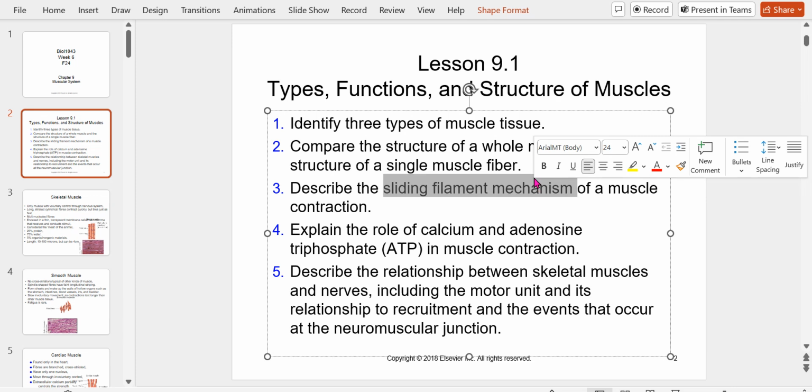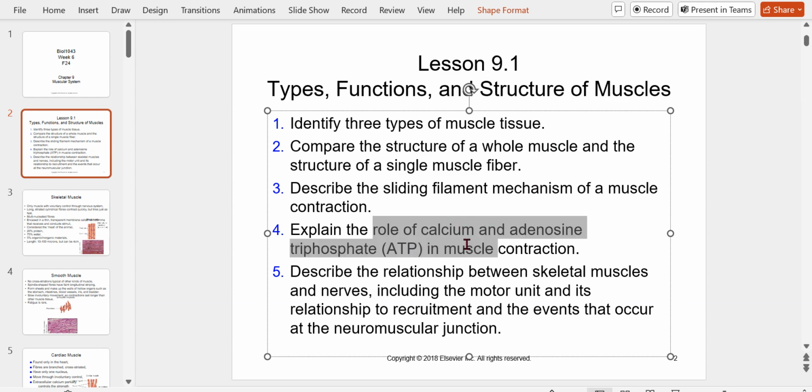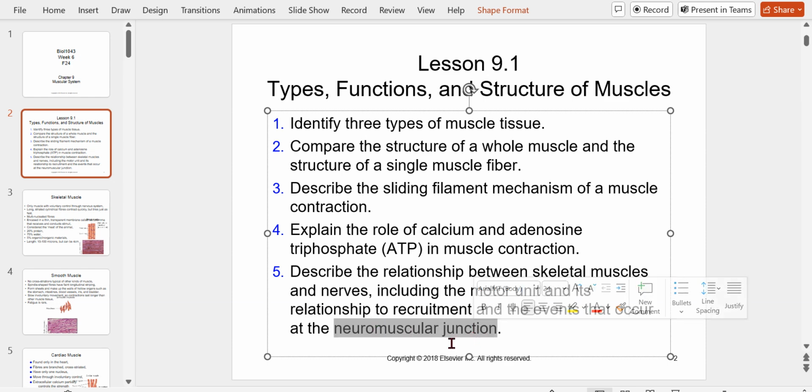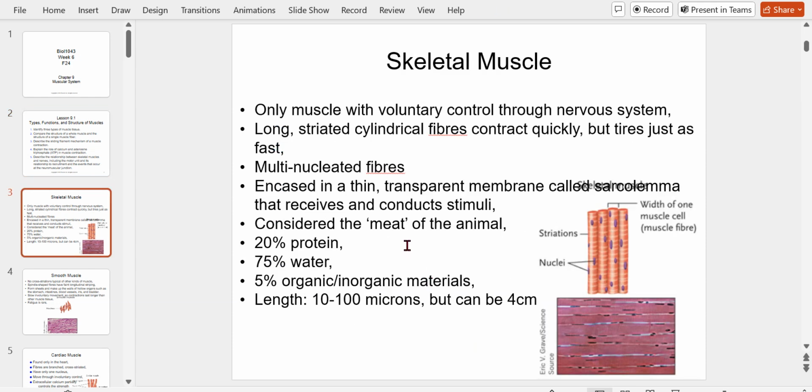The whole idea that when a muscle contracts, by definition, contracting shortens. Well, it does so on the macro as well as the micro level. We'll show you this. The role of calcium and ATP in muscle contraction. We'll look at a whole bunch of stuff here. We'll look at a little bit of nerve and the whole idea that the nerve meets the muscle. That is what we call the neuromuscular junction.